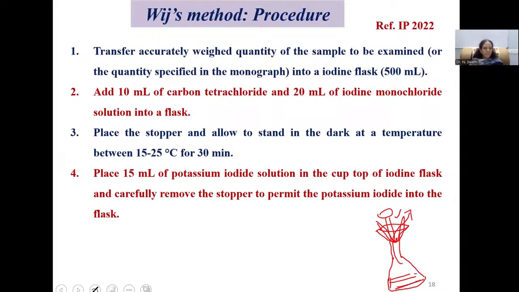As soon as the addition of potassium iodide is completed, immediately close the stopper and swirl the flask so that it is evenly mixed with the contents of the flask. So this is how we have to add the potassium iodide solution to the reaction mixture.